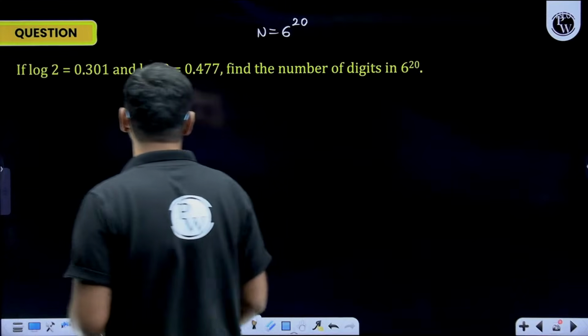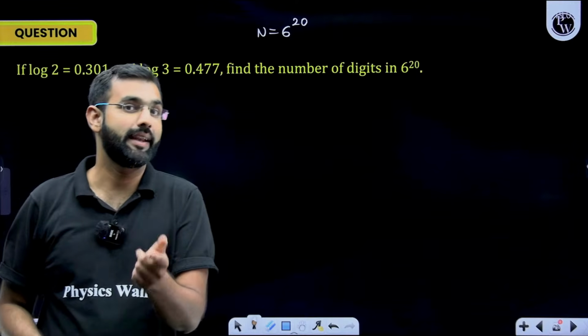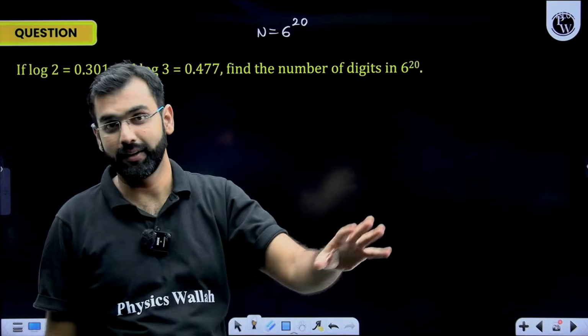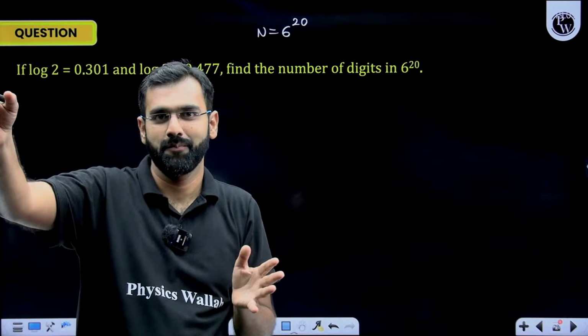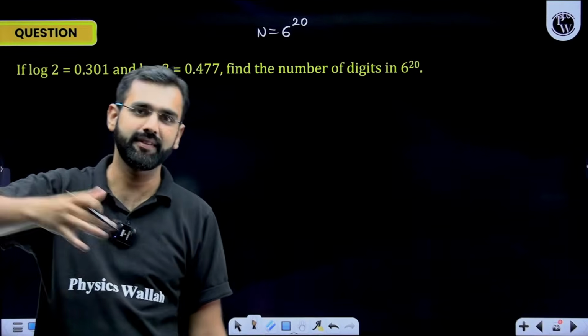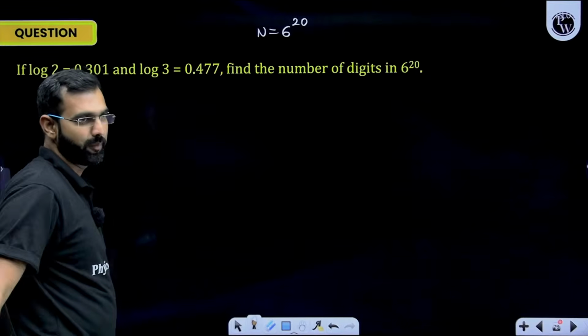Are you not understanding how useful it is? So in JEE, let's say you see a question where the number of digits is asked in a number like this. With logarithm, you can get it very quickly. You don't have to calculate 6 to the power 20, which humanly is impossible because it will take a lot of time. Even with 6 to the power 6, you'll start getting amazingly large values.